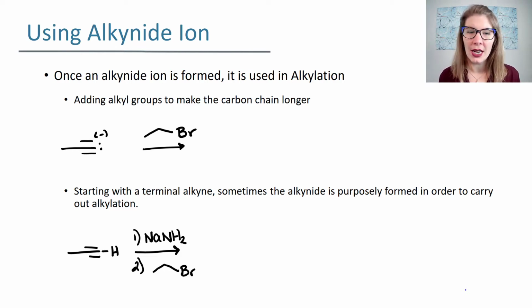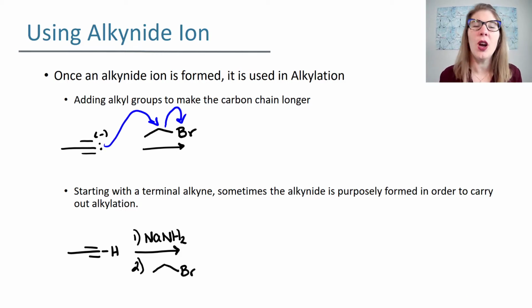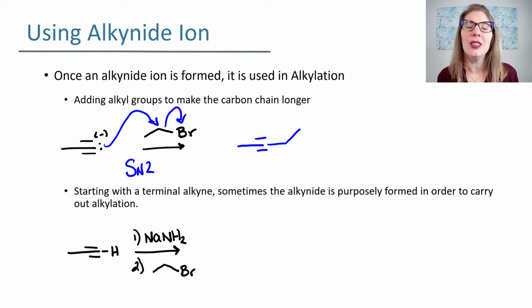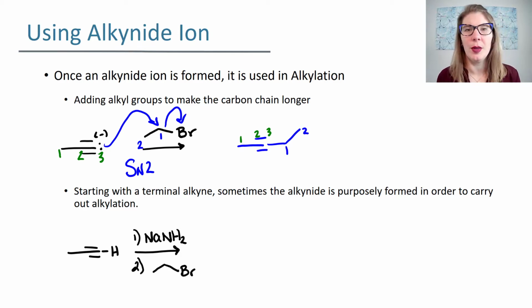Once you have the alkynide ion, what can happen is an SN2 reaction. So you go ahead, you add an alkyl halide with a good leaving group that is unhindered, and you end up getting an SN2 reaction. And this lengthens the chain. You just need to make sure that you're counting your carbons. So what I mean by that is I had 1, 2, 3 carbons to start with, and 1, 2, 3 carbons here. And I just added 1, 2 carbons.